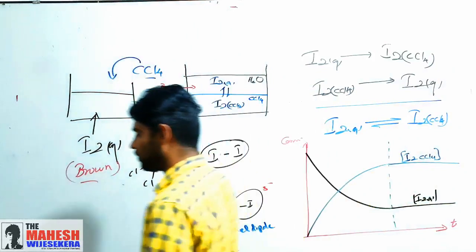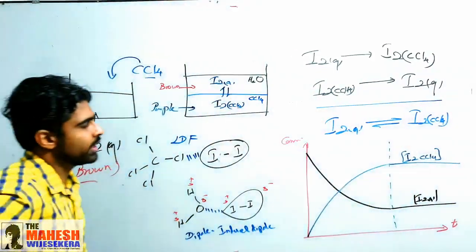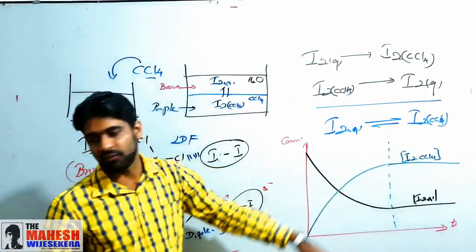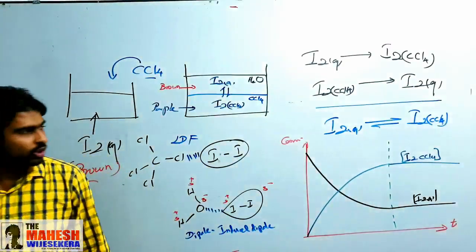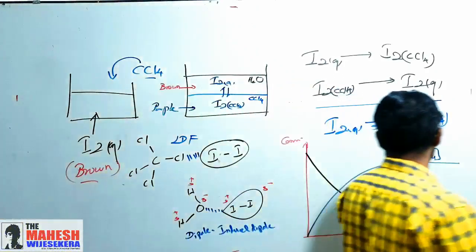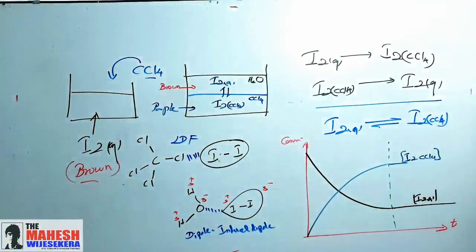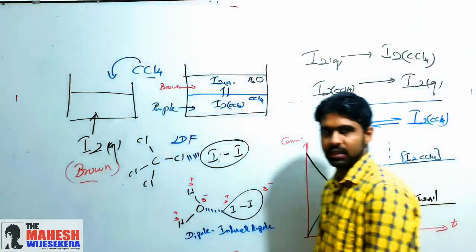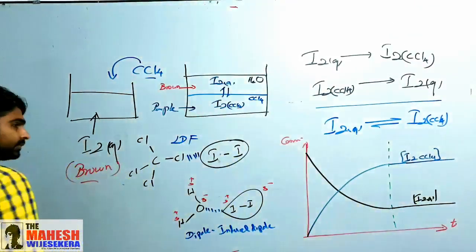So you need to understand that iodine is more soluble in CCl4, right? As iodine is more soluble in CCl4, it has a higher concentration at the end. Okay, right. Quick write that.